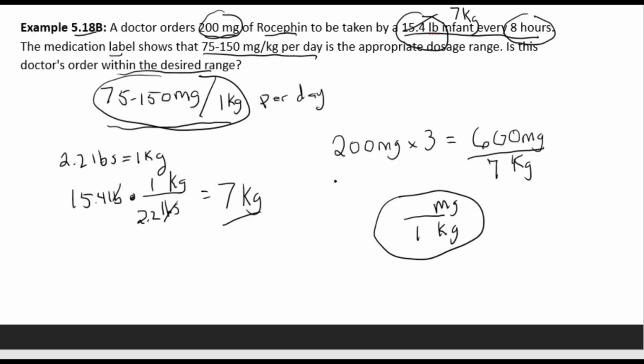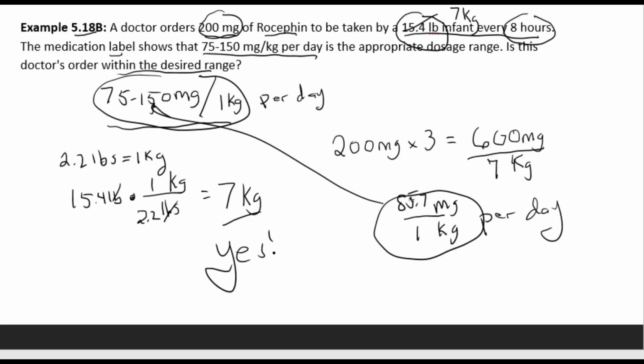So I'm going to go on my calculator and go 600 divided by 7, and I get 85.7. 85.7 milligrams per kilogram per day. And that is within the desired range.